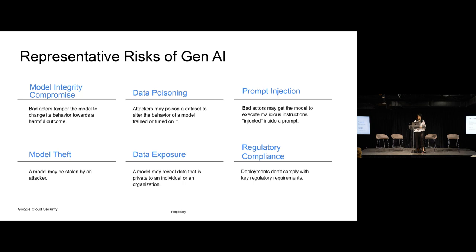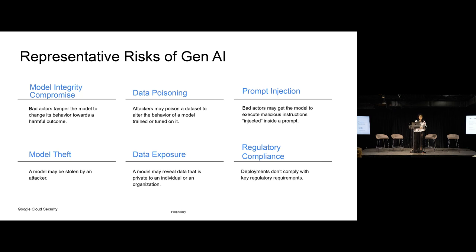This slide shows Google's thoughts about what the security risks can be from a Gen AI perspective. I'm not going to dive into detail, but obviously you can see, for example, prompt injection.